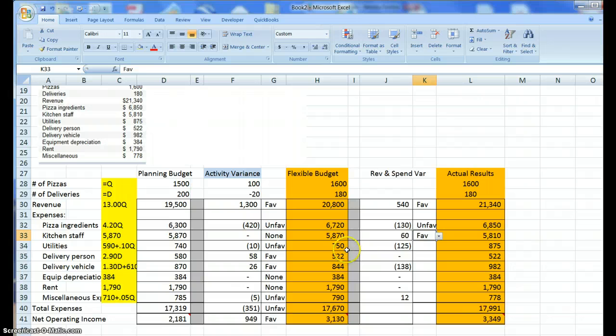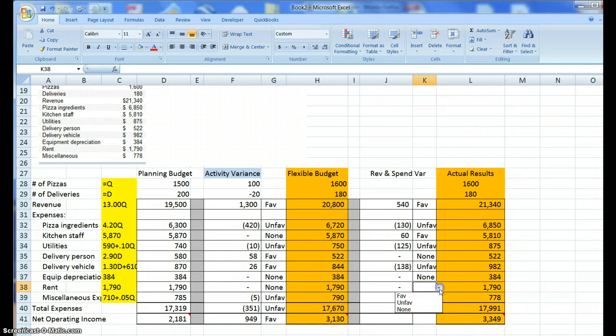$750 was the plan for our utilities, and we're over. Now we might want to investigate why we're over. We know it's an unfavorable variance. It could be outside factors like the utility prices increased, which we don't have control over. But it could be internal factors like, we forgot to shut the ovens off and they ran all night, or we left the lights on the whole week and forgot to turn them off, and so our electricity bill was higher.